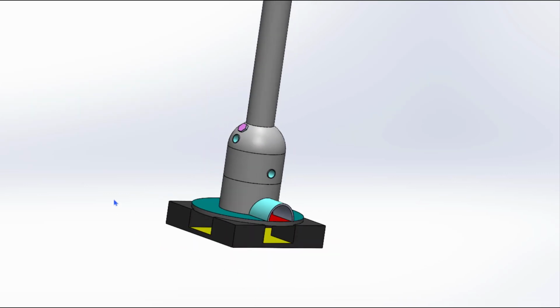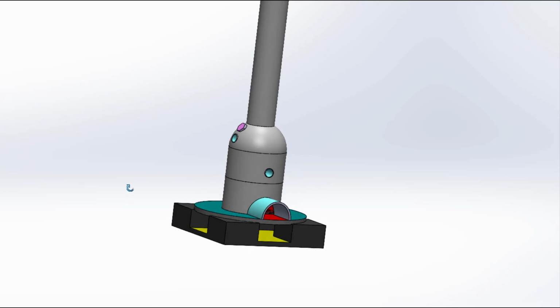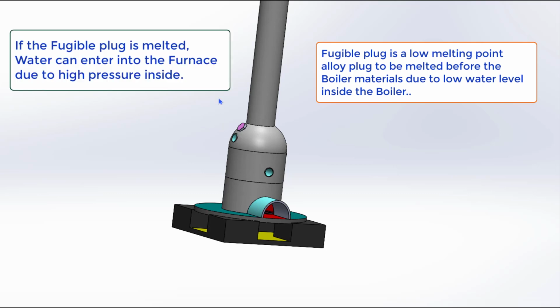Now another important safety measure is the fusible plug. This is the fusible plug, and if the water level decreases below this, then the furnace material will be overheated. But before the failure of the furnace material, this fusible plug will melt and there will be a hole. This hole will be opened to the furnace. So whatever water is present inside the boiler will enter into the furnace under pressure.